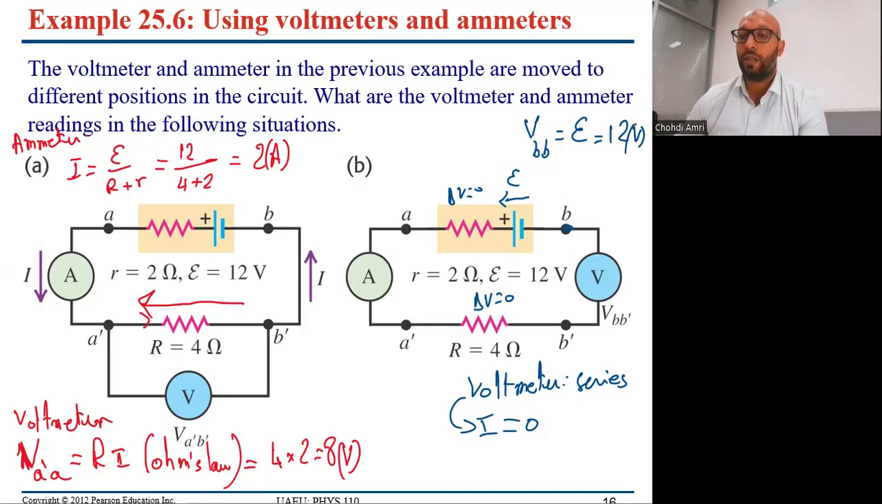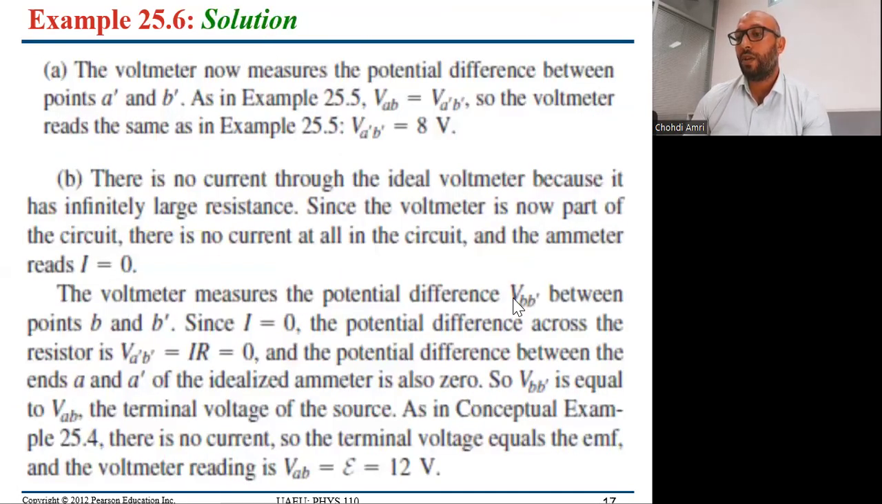And we can say here that the voltmeter measures the potential difference V B prime between the point B and the point B prime. Since the current is 0, the potential difference across the resistor is 0. And the potential difference between the ends AA prime of the idealized ammeter is also 0. And so V B prime is equal to VAB, the terminal voltage of the source. As a consequence, with no current in the circuit, the terminal voltage equals the electromotive force, so the voltmeter reading will be 12, as we said.